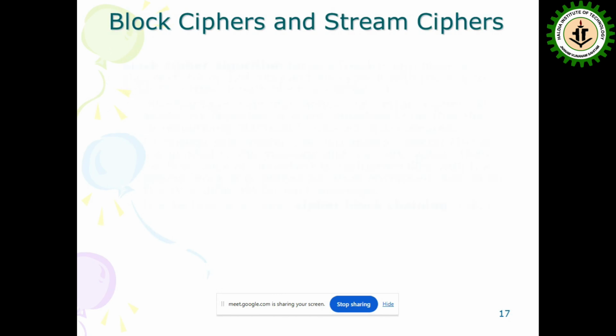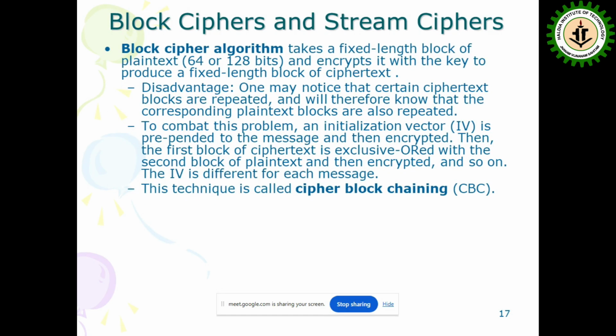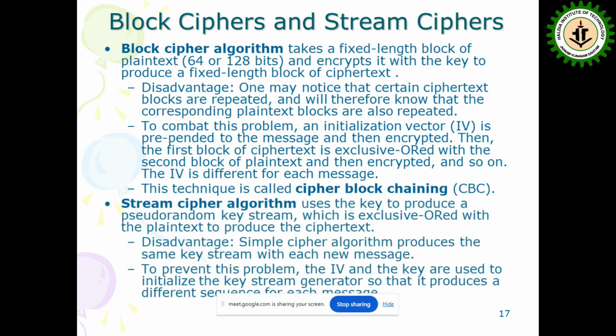Block cipher and stream cipher. Symmetric cryptography algorithms are classified into two types, block ciphers and stream ciphers. Block ciphers encrypt fixed length blocks of data such as 64 or 128 bits. A common mode of operation is cipher block chaining, where each plain text block is XORed with the previous ciphertext block for added security. Stream cipher encrypts data one bit or byte at a time using a pseudo random key stream. These are ideal for scenarios requiring low latency or real time encryption.